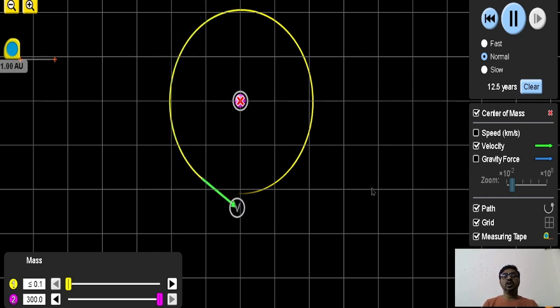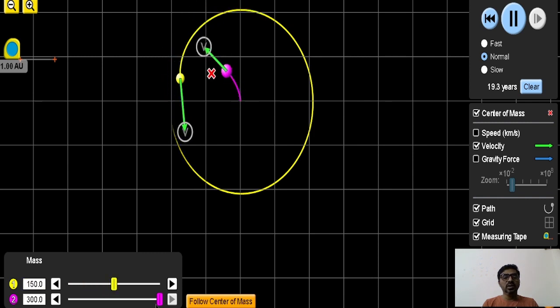So when one object is heavy, you can assume it to be approximately stationary. For example, the mass of the sun is so high compared with the mass of the earth that the motion of the sun can be neglected when you are studying the motion of the earth. That doesn't mean that the sun is not moving. It's actually moving, but the motion is negligible compared to the motion of the lighter object that we have here.